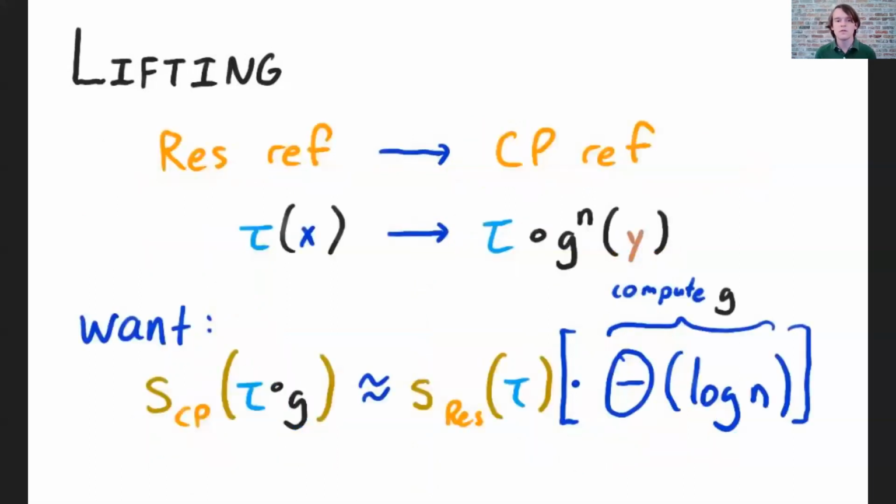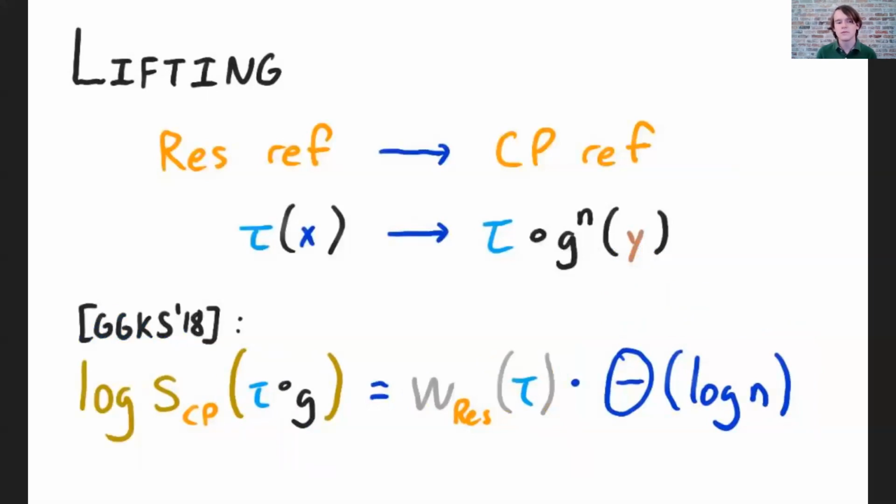So our dream would be a theorem like the one at the bottom, which says that when you compose tau with this gadget g, the shortest cutting planes refutations of the composed tautology are about the same size as the best resolution refutations of the original tautology tau. And we're going to need a fudge factor in here, which is like the complexity of computing the function g itself using linear inequalities. So this is nice, and this would be great.